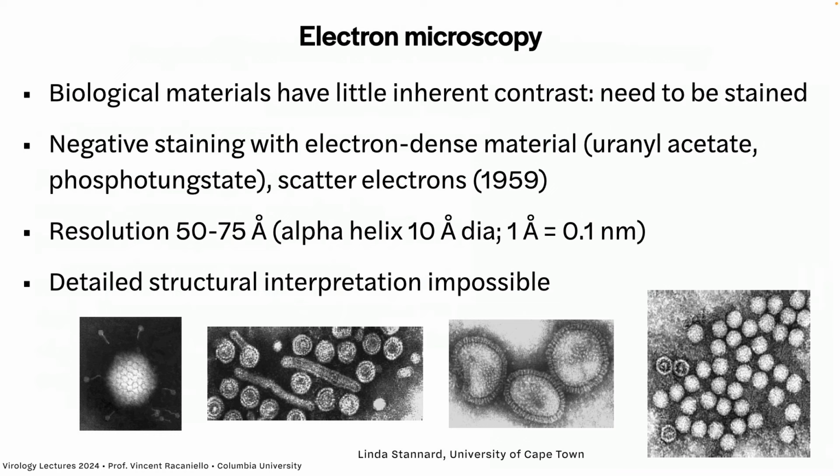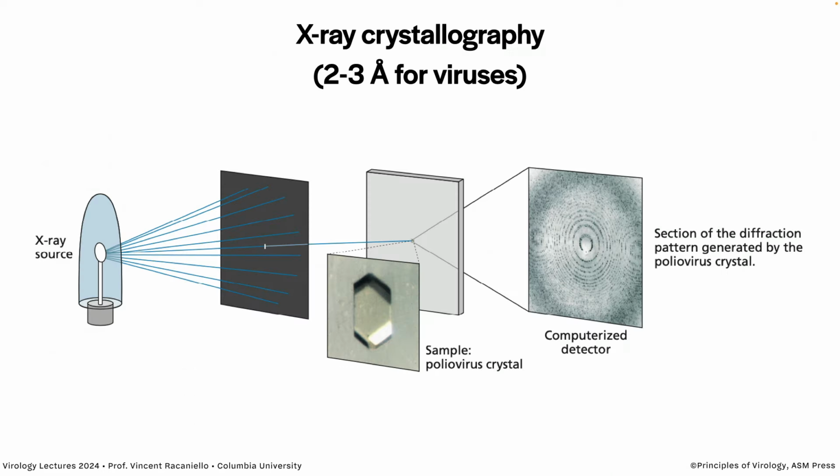So this was great to look at viruses and see the diversity and so forth, but it doesn't have very high resolution, 50 to 75 angstrom maximum. And remember, an alpha helix is about 10 angstroms in diameter. So there's no way using electron microscopy that you could see an individual polypeptide chain. All you can say is, oh, these look different. And so when the first coronaviruses, SARS-CoV-2, were isolated in the beginning of 2020, people looked at them and said, they look like coronaviruses. And that's a way that you can begin to understand what virus you have.